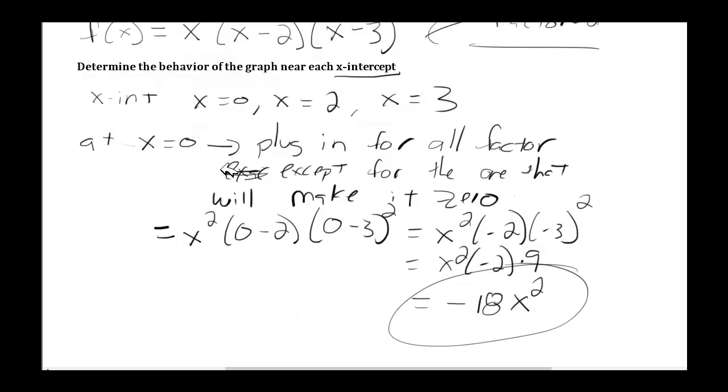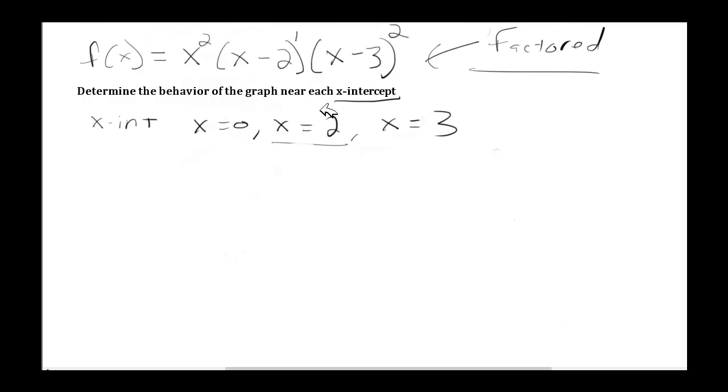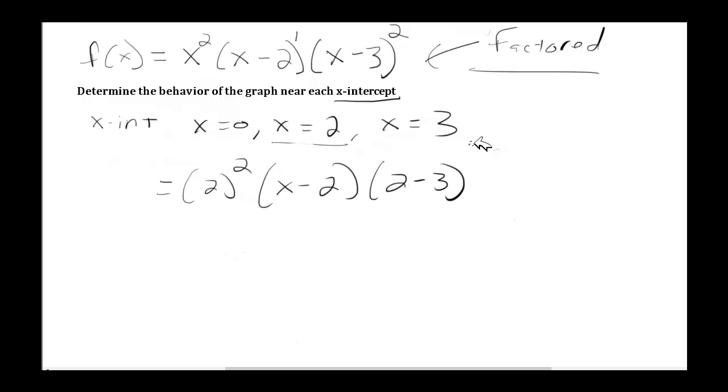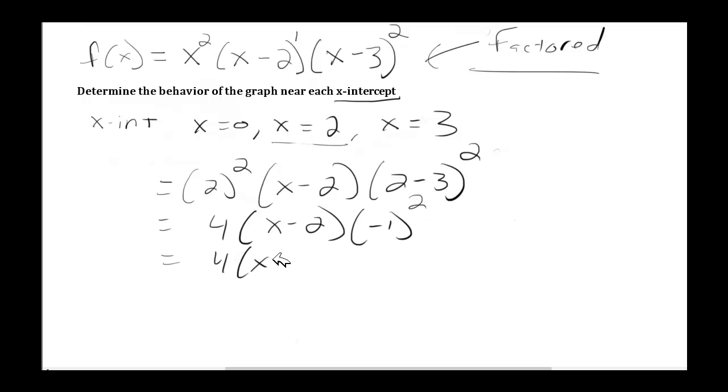So let's see what happens at x equals 2. Again, I'm going to plug in 2 into all the factors except the one that causes it to be 0. So I got 2 squared, parenthesis x minus 2, that's the 0 one, and 2 minus 3 squared. Let's see, this is 4, parenthesis x minus 2, and this is minus 1 squared, which is 1, so 4 times x minus 2 times 1. So near this value, it's going to behave like that.